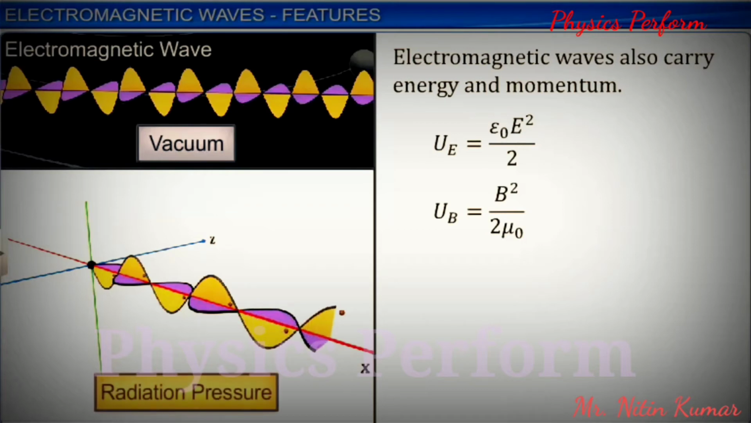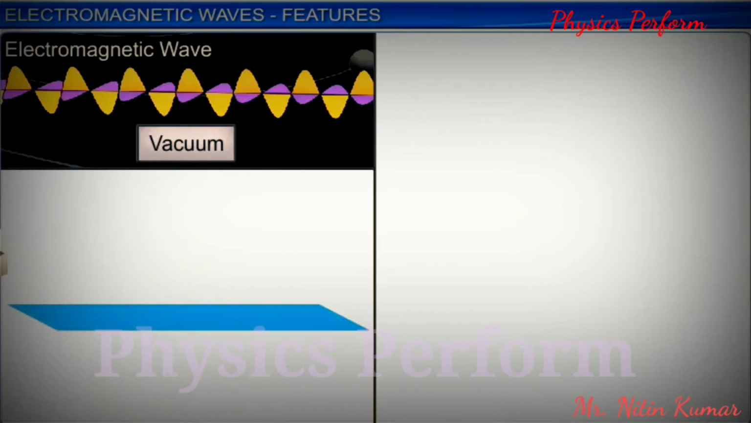If U is the energy transferred to a surface by electromagnetic radiation, c is the velocity of the radiation, and P is the momentum exerted by the radiation on the surface, then P is equal to U by c. Here, the momentum P is inversely proportional to the velocity of the radiation c. Since the value of c is very high, the momentum exerted by the electromagnetic radiation is negligible.